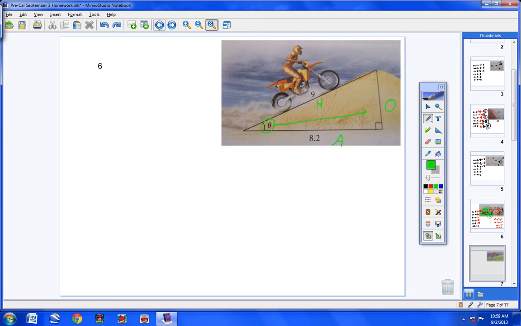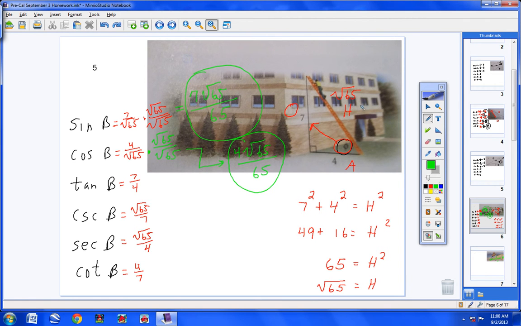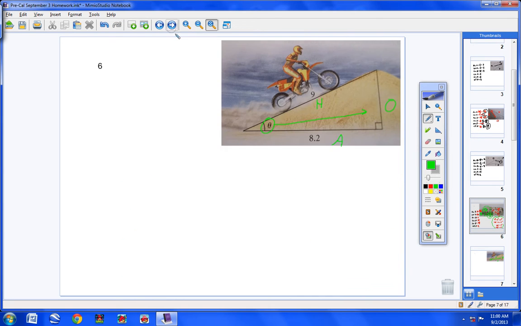In the last problem, we were missing the hypotenuse, so we had to do this to find the hypotenuse. Now we're missing a leg, so we're going to have to use Pythagorean's theorem to find the leg. So I have one of my legs, which is 8.2 squared. My other leg, I don't know, I'm going to call it x. And I know the hypotenuse is 9. Make sure you know where all those numbers came from.